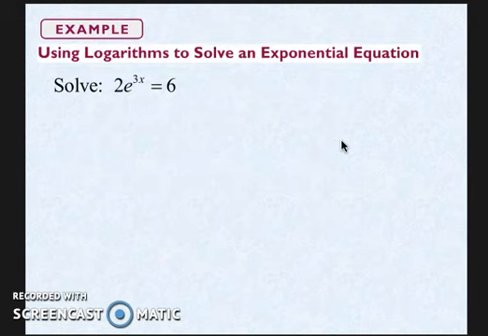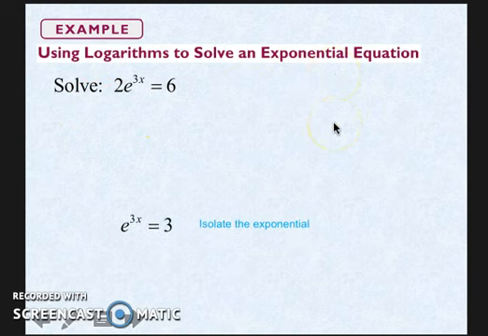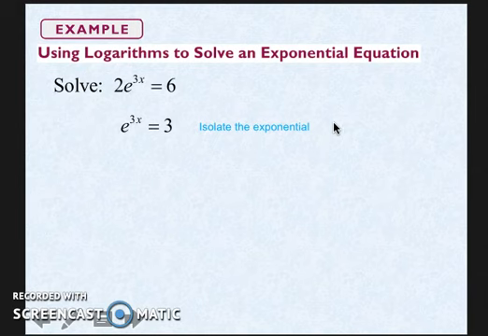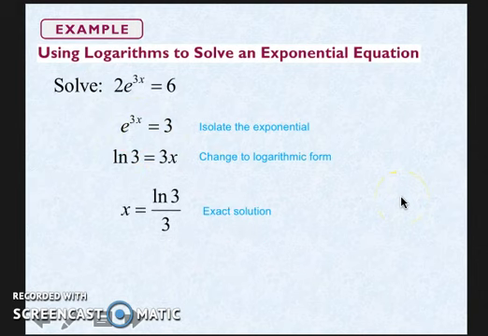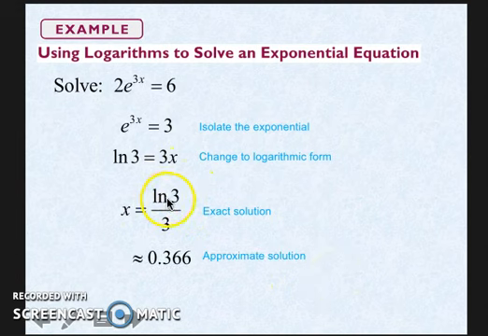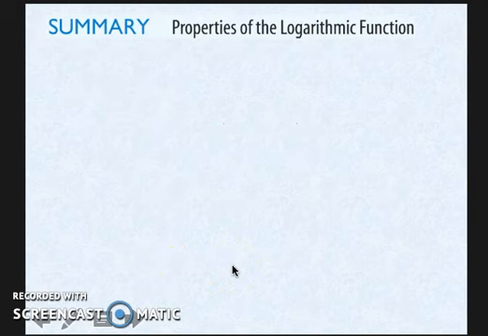When you have to use logarithmic functions to solve exponential equations, if this is given, 2 times e to the 3x equals 6. First thing, divide both sides by 2 to isolate the exponential: e to the 3x equals 3. Change to logarithmic form: natural log of 3 equals 3x. Now find the solution. That's your exact solution. If you evaluate the natural log of 3, this becomes the approximate solution. Right now, this is the exact solution and this is the approximate solution, approximately equal to 0.366.